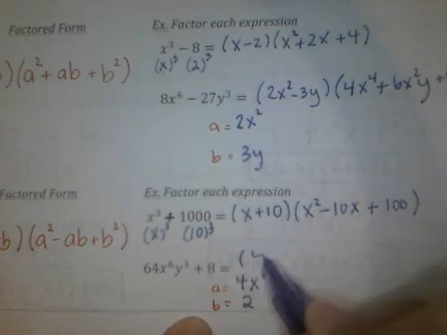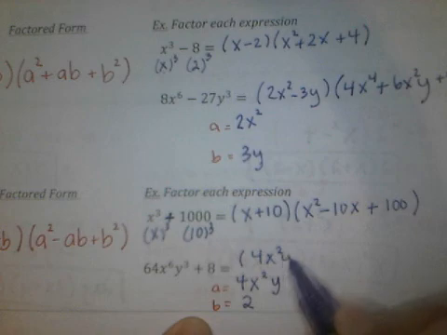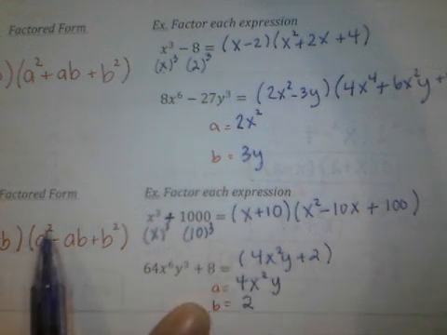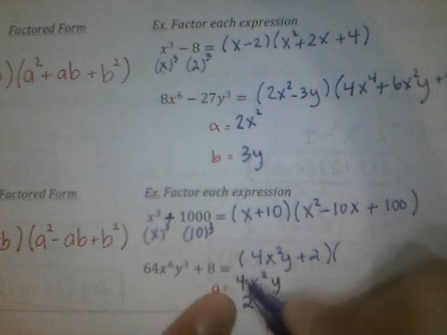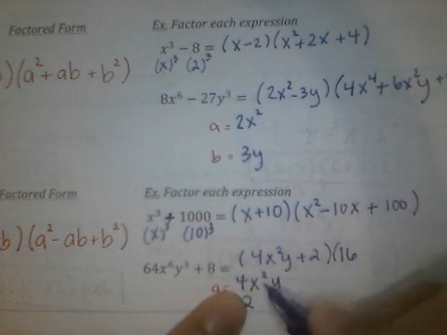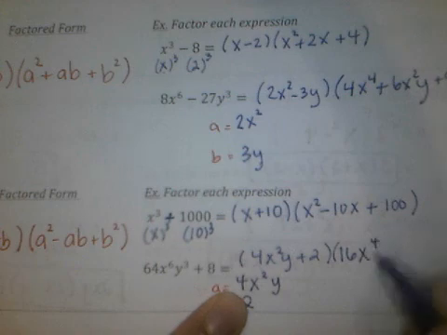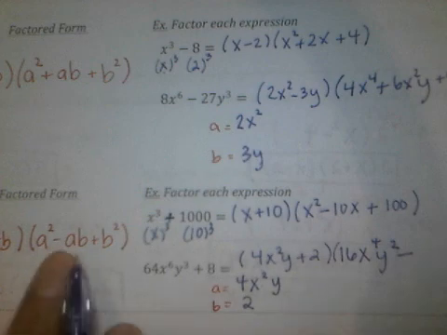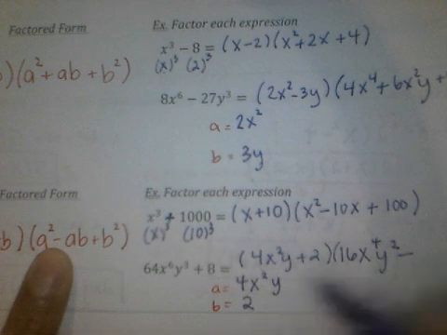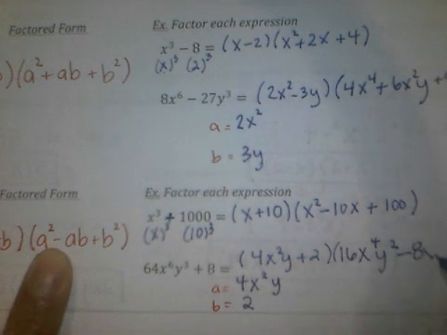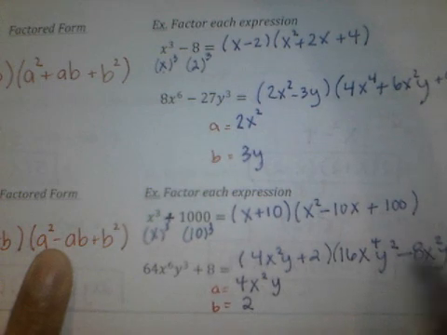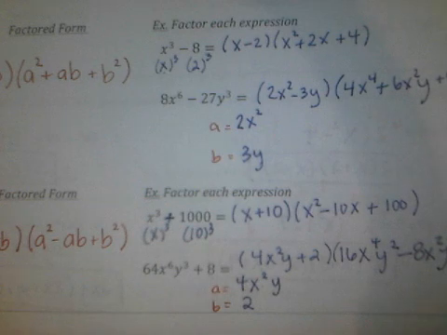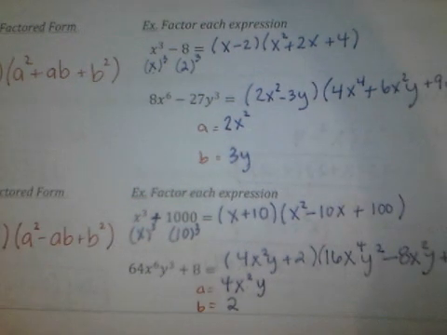A plus b is 4x squared y plus 2. A squared, which is the front of the formula, is going to be 4 times 4, which is 16, x squared times x squared, which is x to the 4th, y times y, which is y squared, minus a times b, which is this times this, which is going to be 8x squared y, plus b squared would be plus 4. On the next page, you have 4 practice problems.